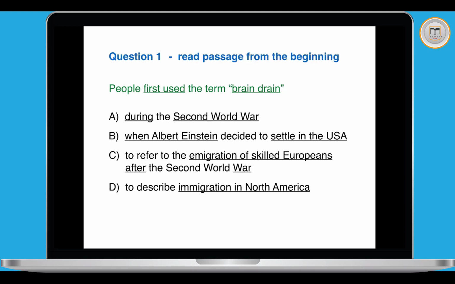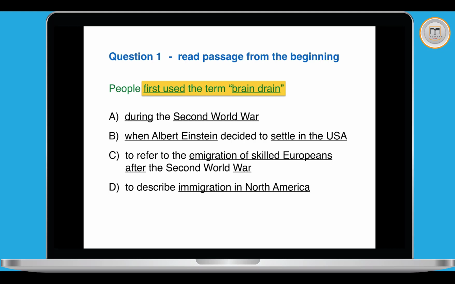So we're going to read the passage from the beginning, and first we're going to focus on this question. And the keywords first used the term brain drain. When did people first use this phrase? And then we've got the choices to look at. So I wouldn't scan for those easy words in the choices. I would look, reading at normal speed, for the question statement first.